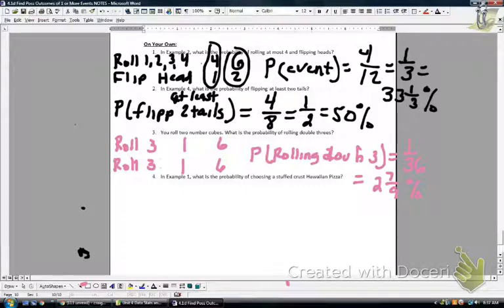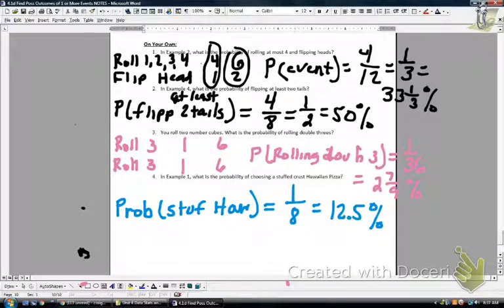So my first event is to roll a 3. I have a 1 chance out of 6 possible outcomes. Then for the second event, I have a 1 chance out of 6 possible outcomes. Multiply 1 times 1, that's 1 out of 36, or 2 7/9%. All right, then our last on your own problem says, what is the probability of choosing a stuffed crust Hawaiian pizza? So the probability of stuffed Hawaiian is 1 out of 8, which is 12.5%.